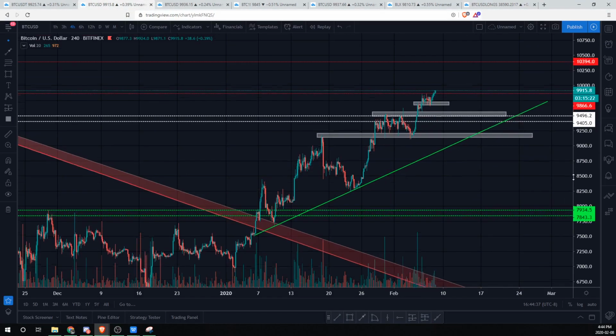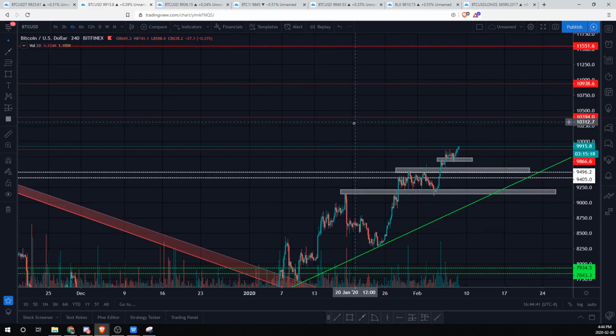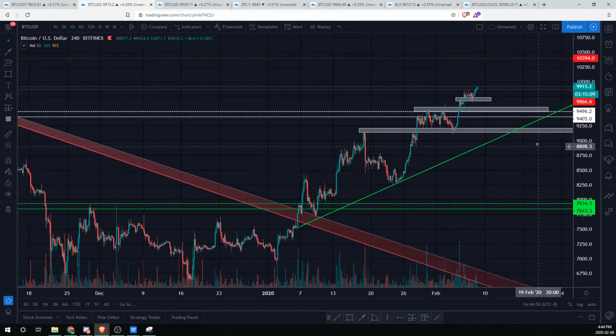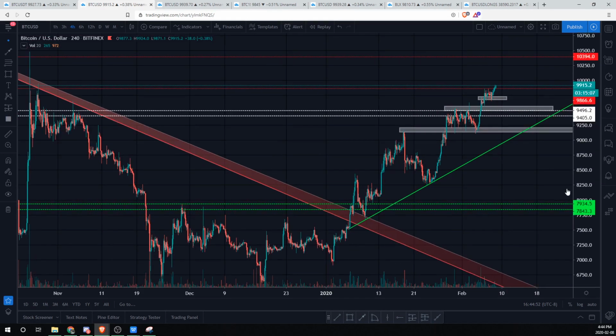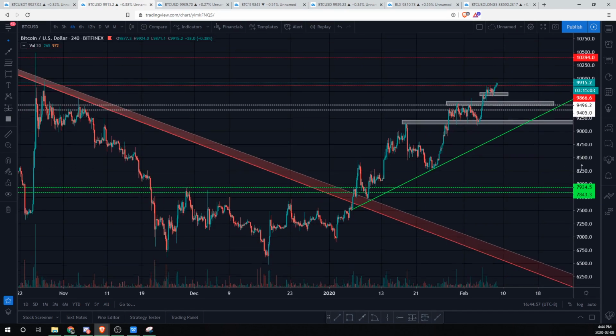Overall, we do want to be mindful of key levels within the chart, some minor levels of support, but we are breaking to new highs very often. We're seeing higher highs and higher lows. I've said it time and time again: if the trend is continuing, just keep with it.